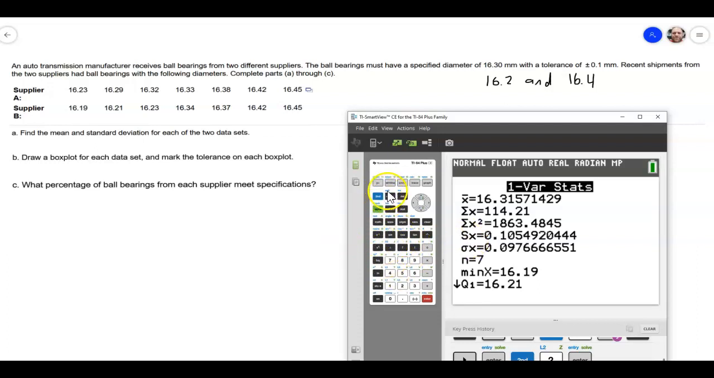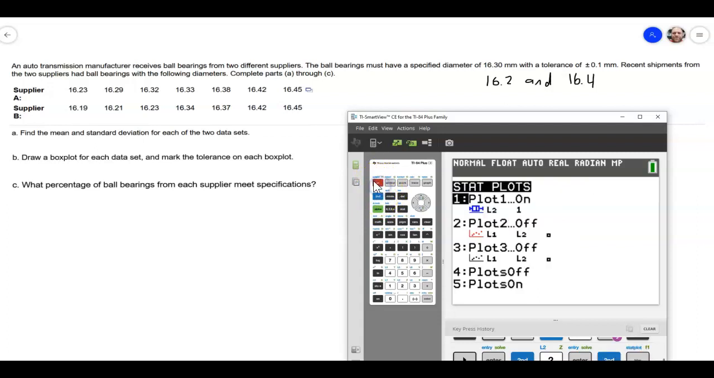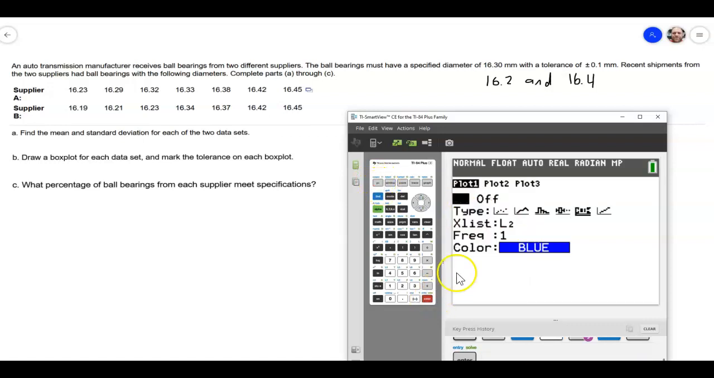So for the box plots, that's pretty easy. All you do is you're going to hit second y equals, that's our stat plot up here. And I'm going to go to 1 here. And so for the first one, for supplier A, I'm going to turn it on. And then here's the box plot over here. It looks like this. It's this one right over here, so make sure that one's highlighted. And let's use L1. So second one. And you can make it any color you want.